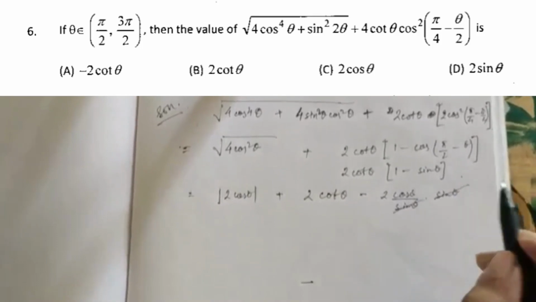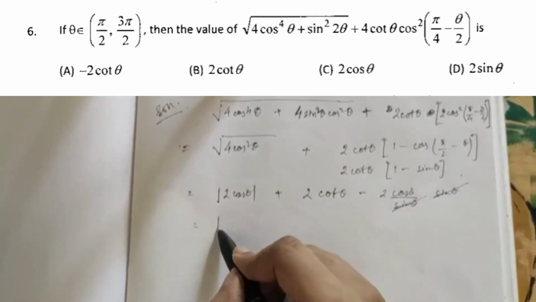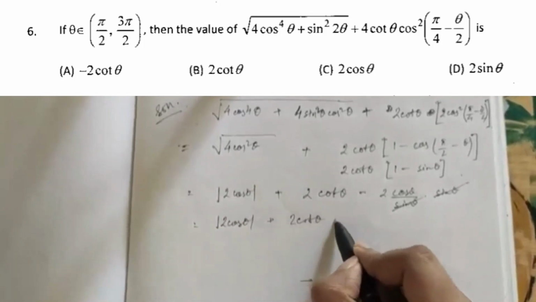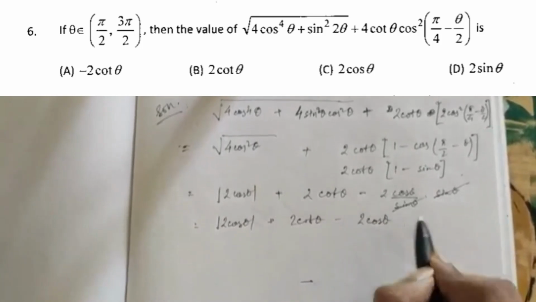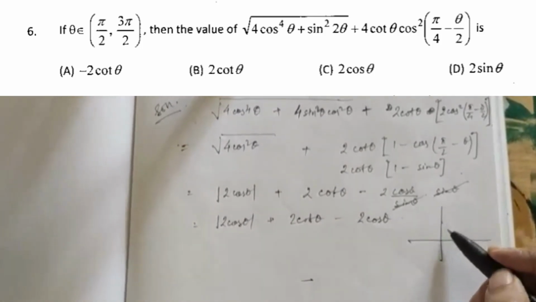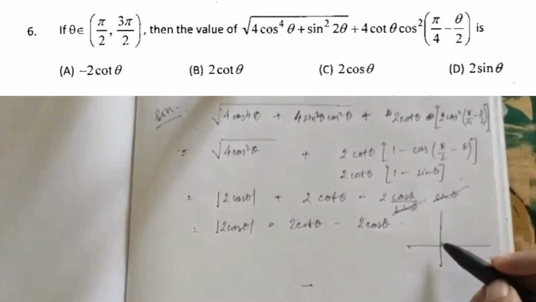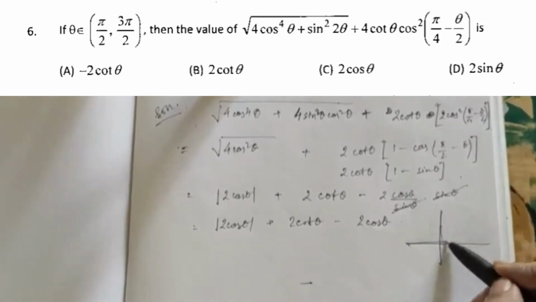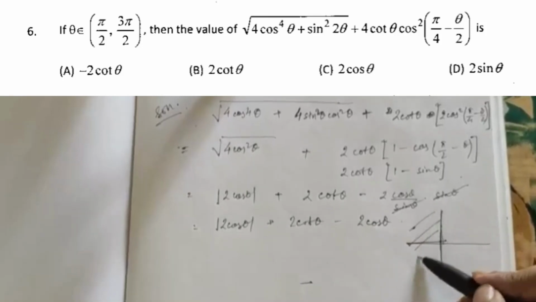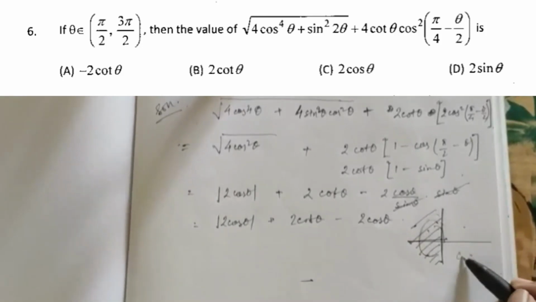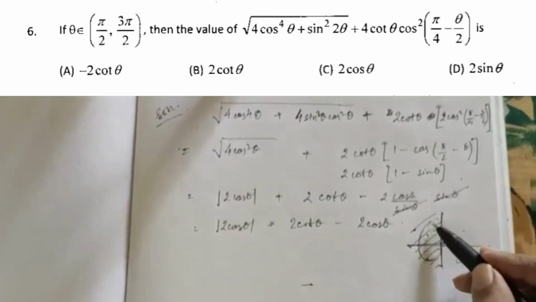So sin theta will get cancelled. So we are left with mod of 2 cos theta plus 2 cot theta minus 2 cos theta. And listen, the value of theta is given between pi by 2 to 3 pi by 2. So from pi by 2 to 3 pi by 2 means this entire area. Here cos is negative, all sin tan cos. Cos is positive only in the fourth quadrant. So here it will be negative.